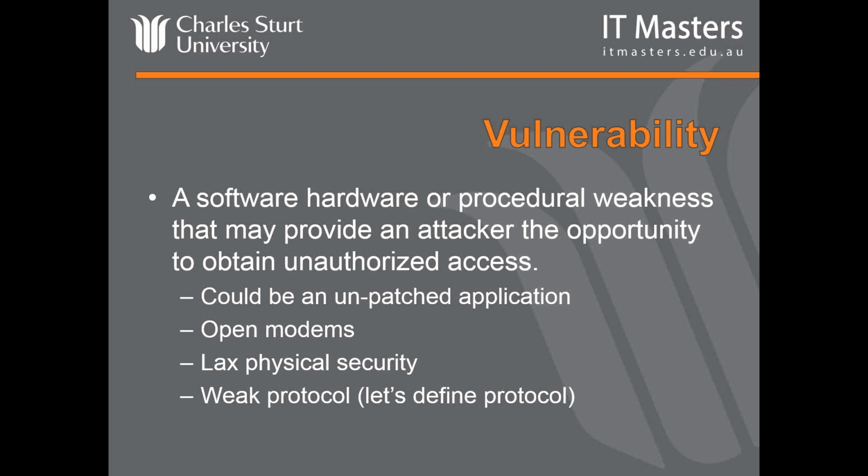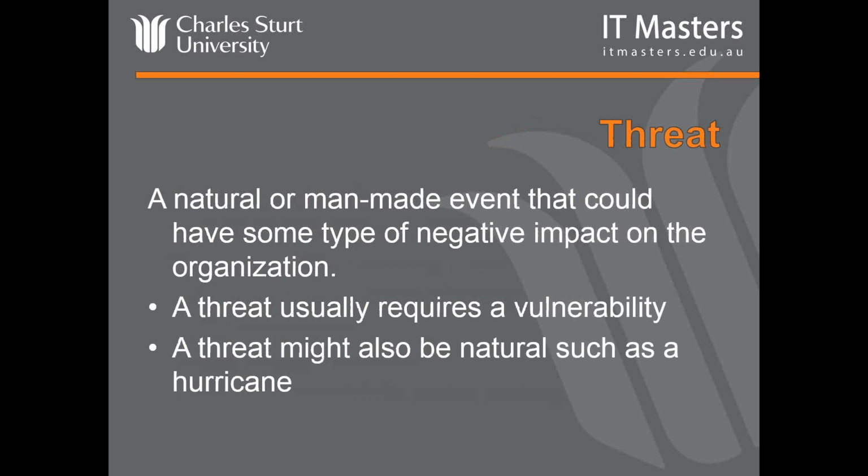So vulnerability: an unpatched application, open modems, whatever else. It's a procedural weakness, and the key being procedural weakness, that provides an attacker the opportunity to obtain unauthorized access. It is different than a flaw. So we can have a flawed system that is vulnerable and a flawed system that is not vulnerable, depending on how we have set it up. We can have a flaw that is not vulnerable because it's firewalled, for instance, and you can't get to the flaw.